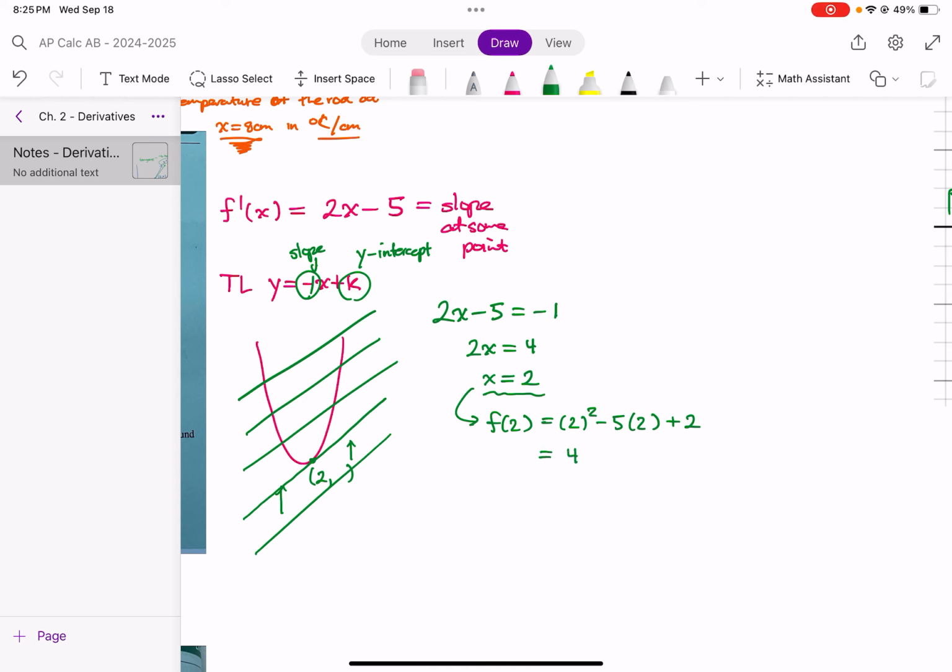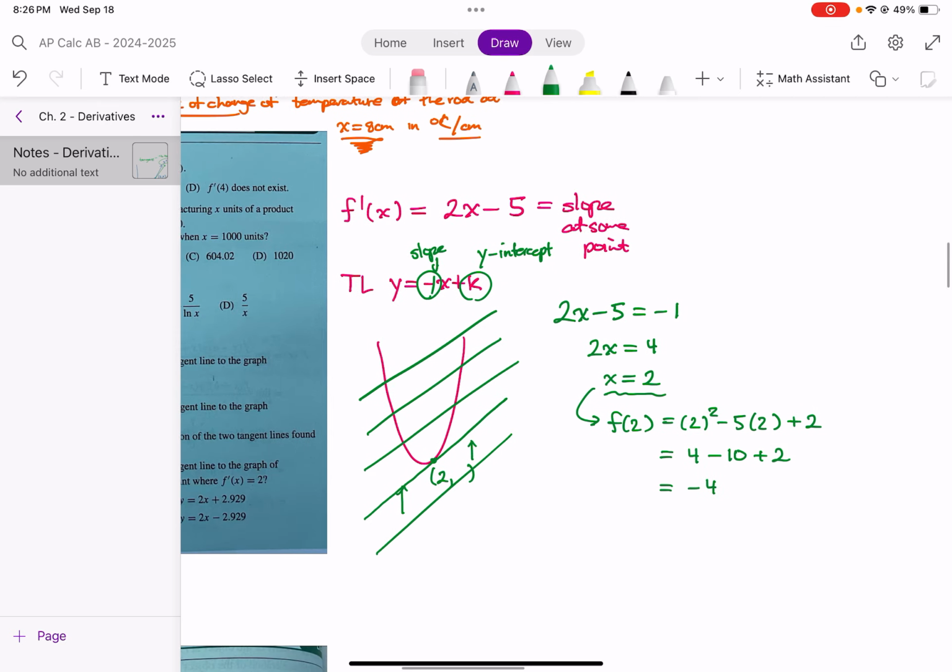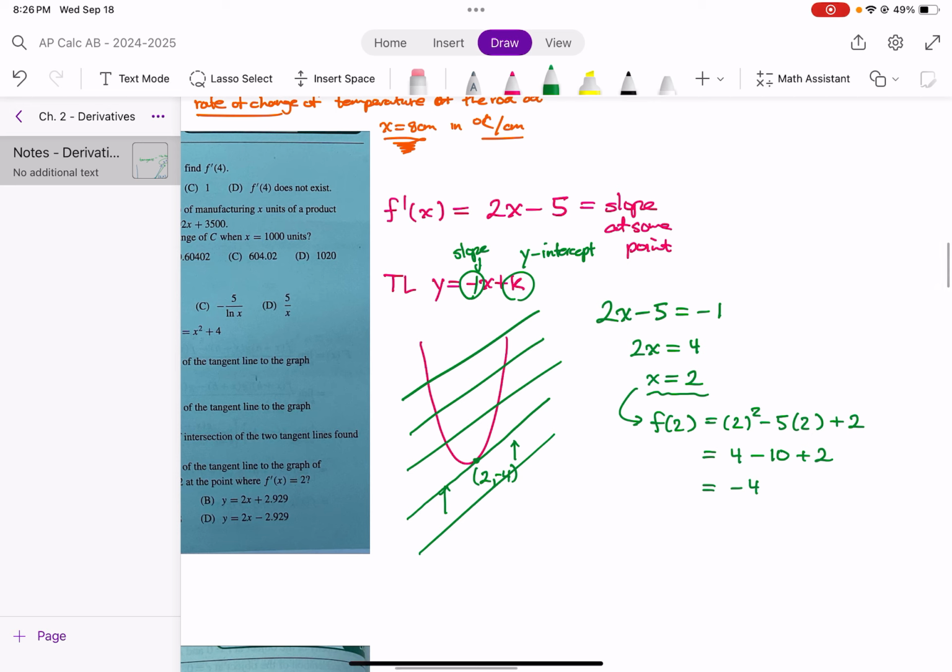I'm just trying to find out as much information as I can. I'm keeping my work very organized, right? That's always a good rule of thumb. So yeah, my y-coordinate for this point is -4. Okay. Is that going to help us? Yeah, I think it will, right?